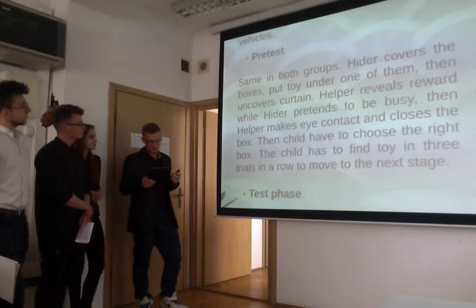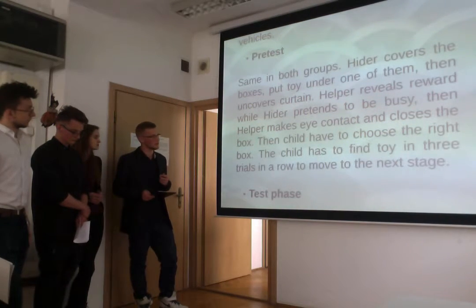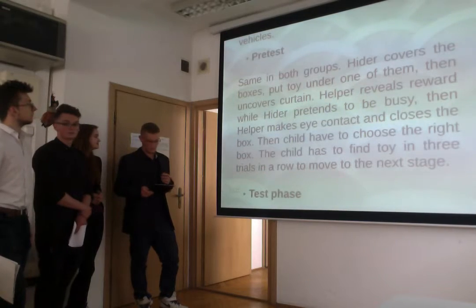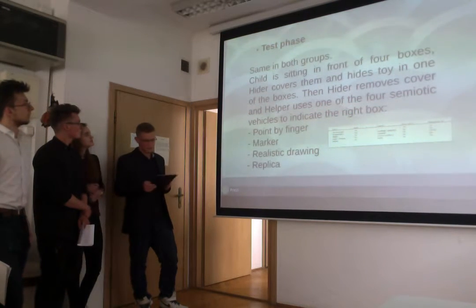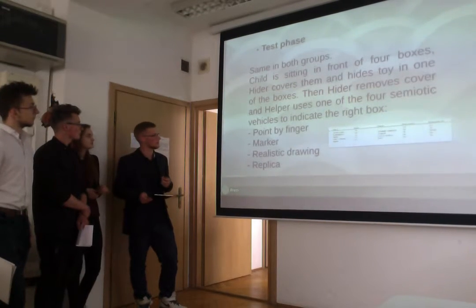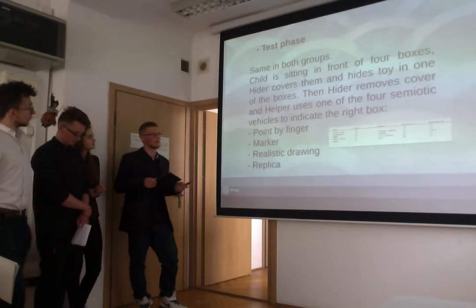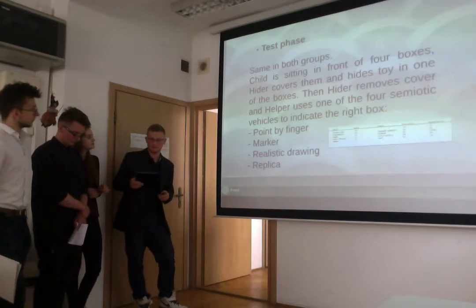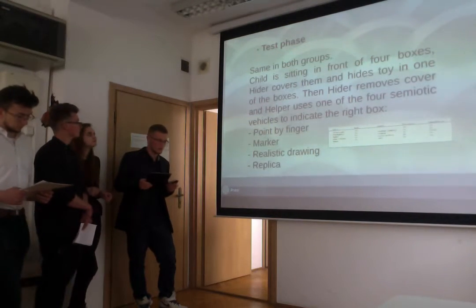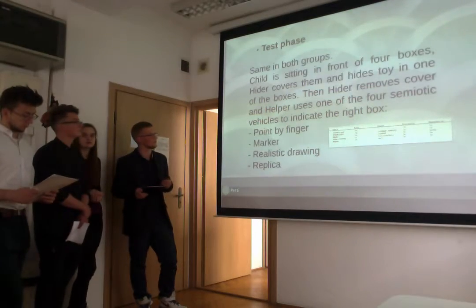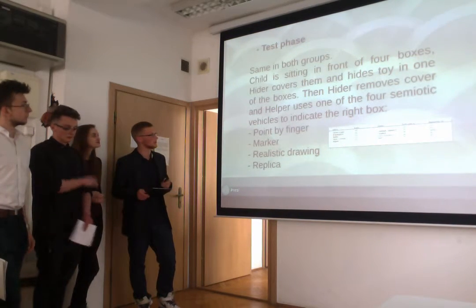The next vehicle would be the marker, and behind the cover curtain, the hider will be placing a yellow post-it note on the front of the right box to eliminate the physical factor that is intrinsic somehow to the pointing finger, so the child would not see this movement, and it could help in dividing which feature of this semiotic vehicle would be important for children.